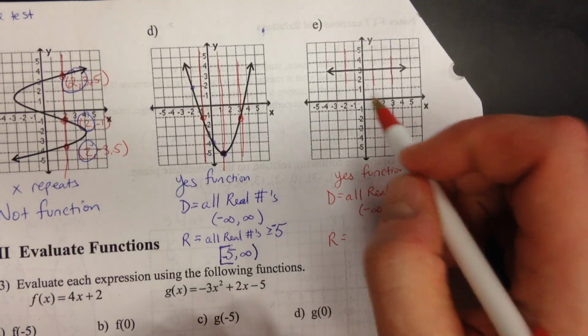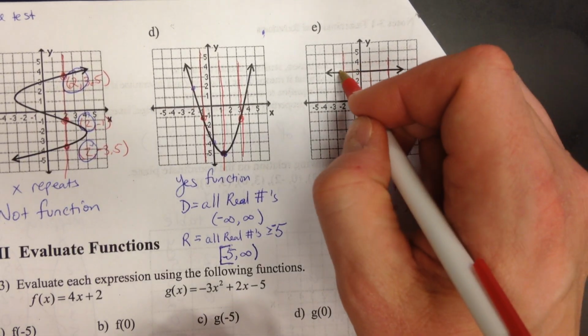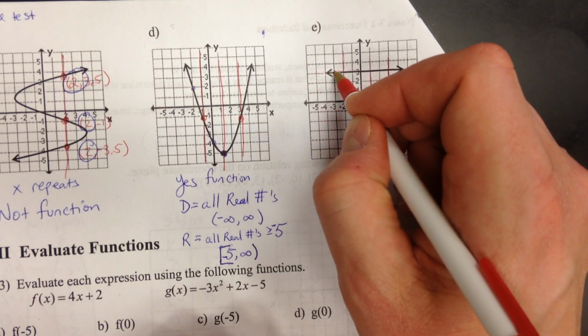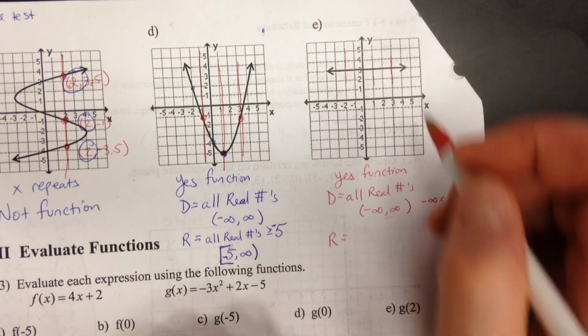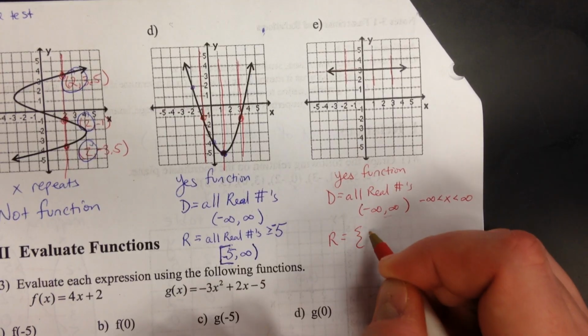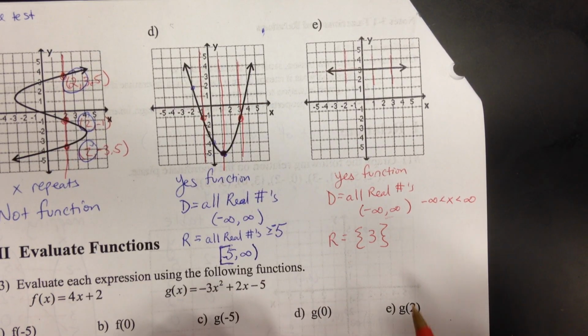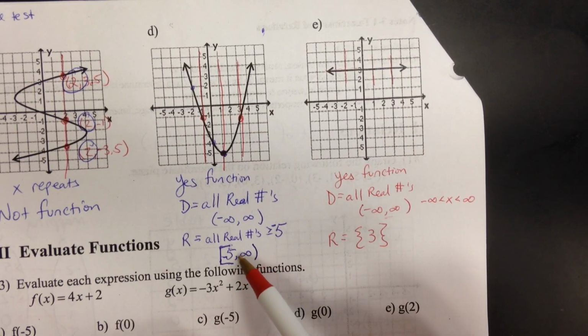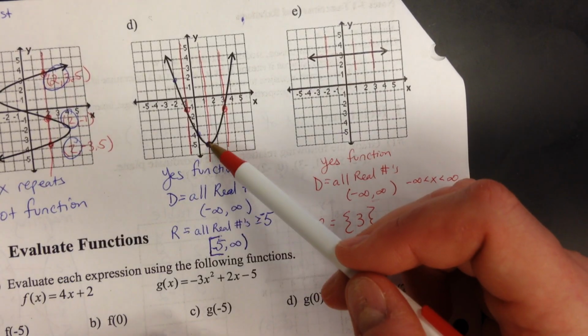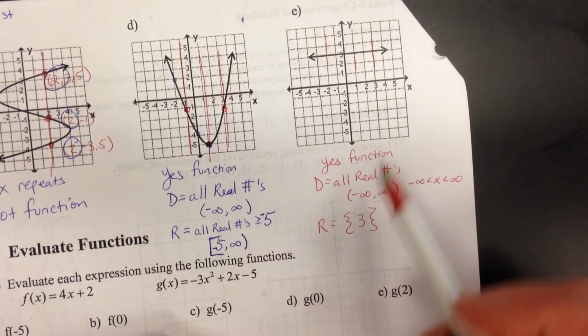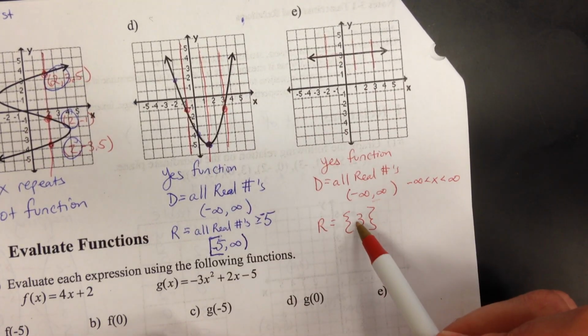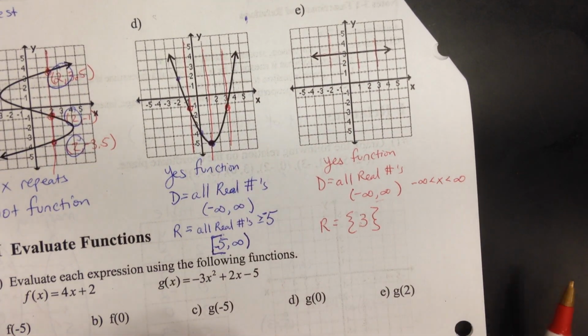Now the range is the y values. Notice the y values are all going to be 3. It's going to be the same. So I'm going to write that as a set because it only contains one value. An interval will have an infinite number of values from negative 5 all the way up to infinity. This is just one value as a set. And that is the end of part 1.